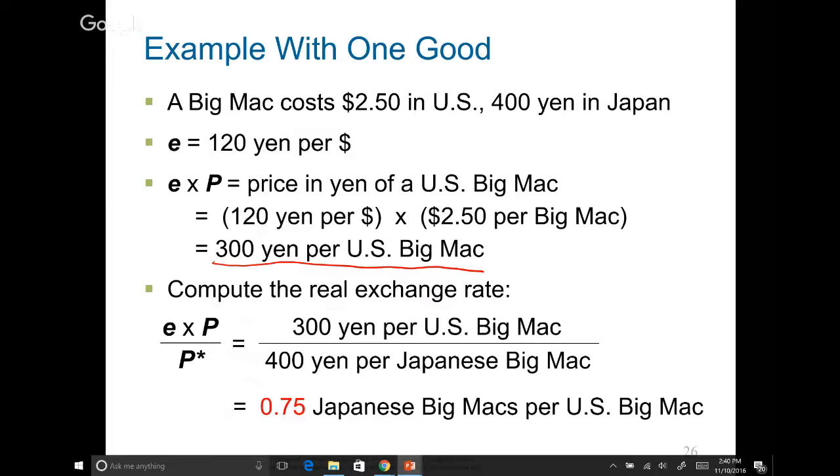Now, what does that mean? That means for the money you spend in America to buy a Big Mac, you can only buy 0.75 Big Mac in Japan. Which means the 120 yen per US dollar exchange rate is not very accurate. This exchange rate actually should be much lower. I mean, when I say lower, I mean the number should be higher. So the US dollar should be more valuable.